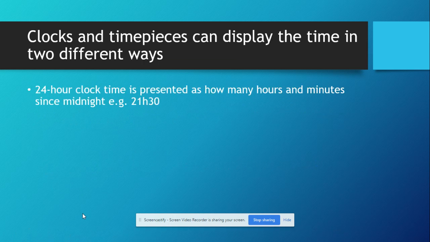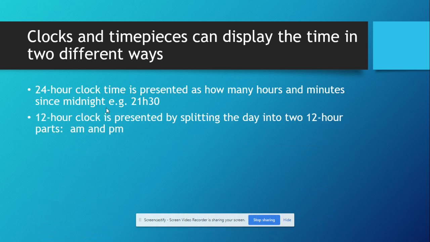Right, next one. 24-hour clock time is presented as how many hours and minutes since midnight. So here we've got 21H 30. The H shows that it's the 24-hour clock. That means it's been 21 hours and 30 minutes since midnight. So it's 9:30 at night. It's nearly going to be midnight again.